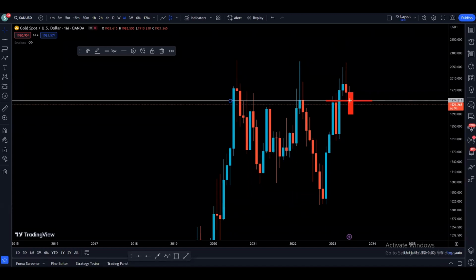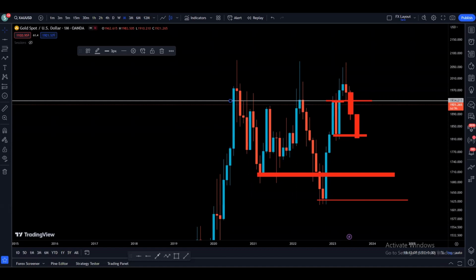So if we get the current monthly candle close bearish below the support, then there is going to be a pretty high probability for the next monthly candle to go down to the next support, and to the next support right here, and maybe to the final support right here. So these are going to be the probabilities if we get a closure below the support.